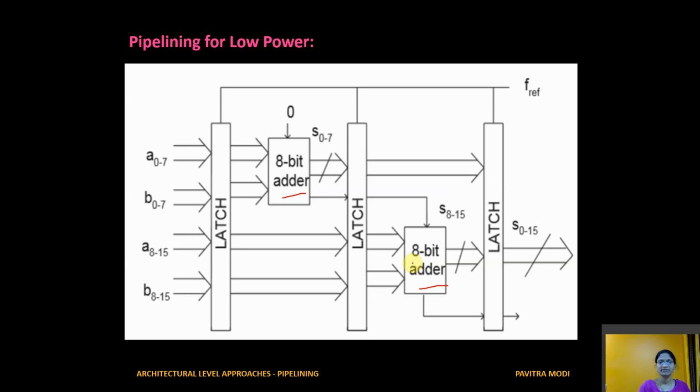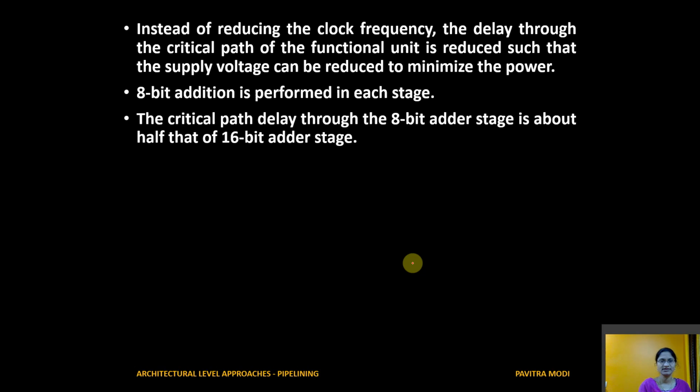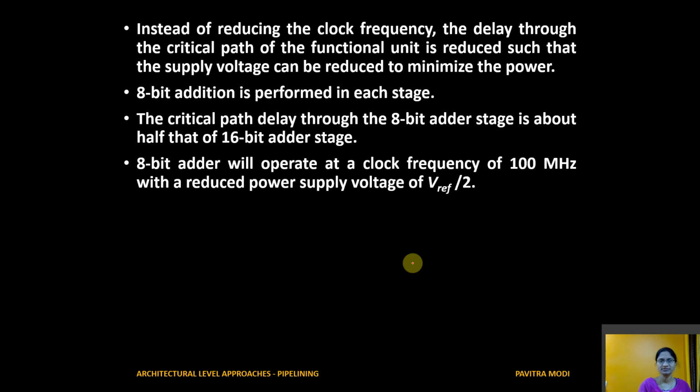Fine. Let me tell you how much power consumption is going to exist without VDD scaling and with VDD scaling. I repeat again, instead of reducing the clock frequency, the delay through the critical path of the functional unit is reduced such that the supply voltage can be reduced to minimize the power. Therefore, 8-bit addition is performed in each stage, and the critical path delay is going to be half that of the 16-bit adder stage. Fine.